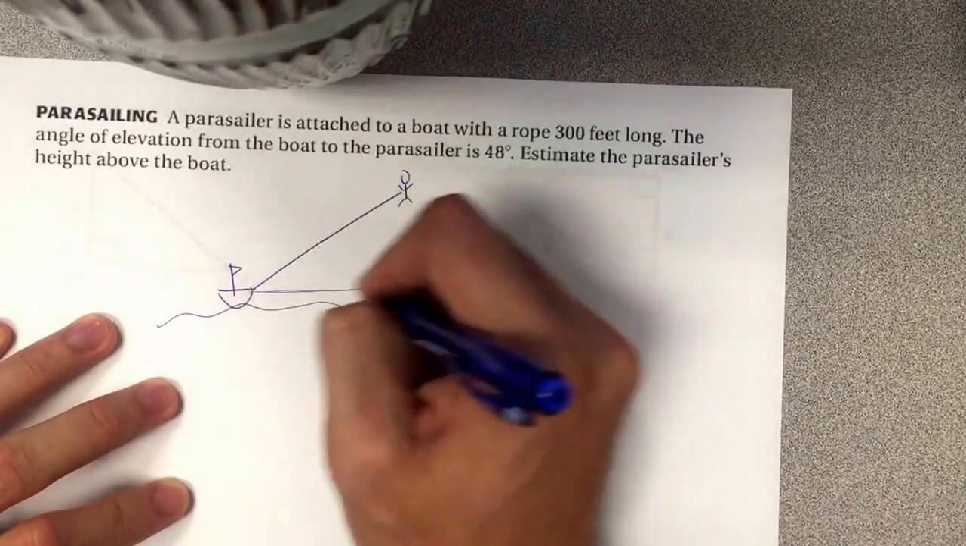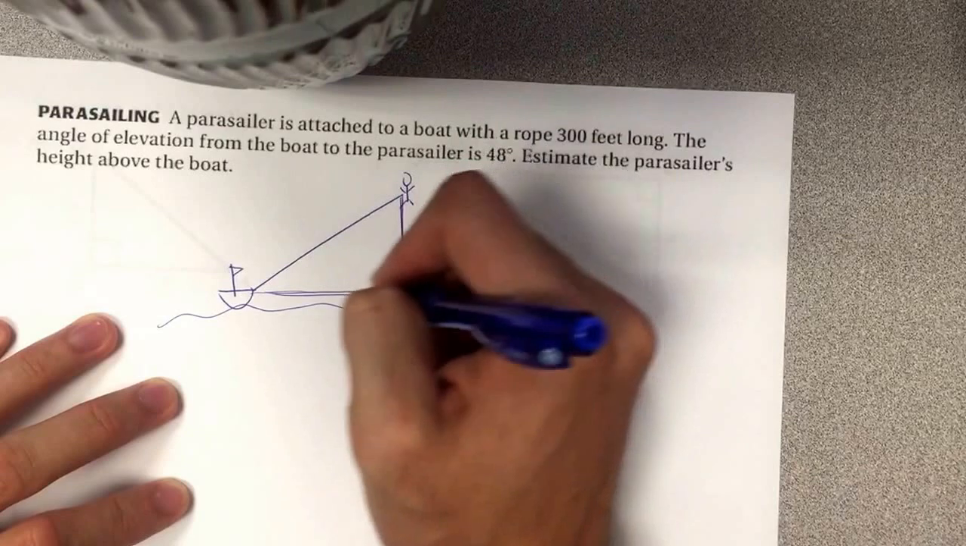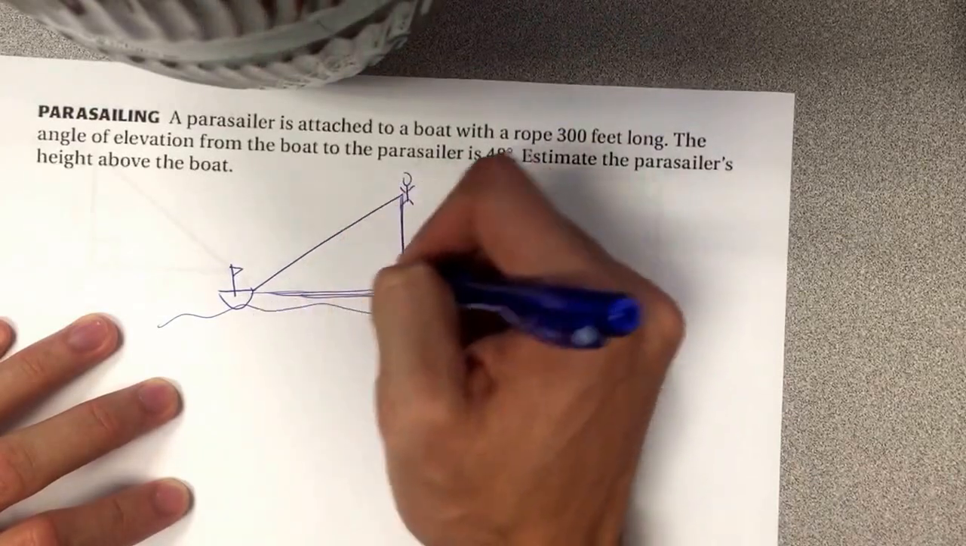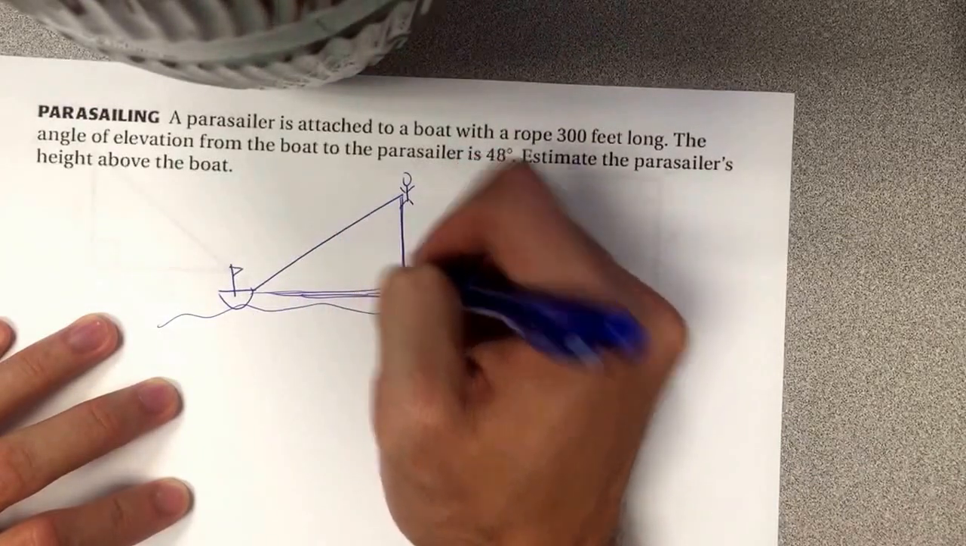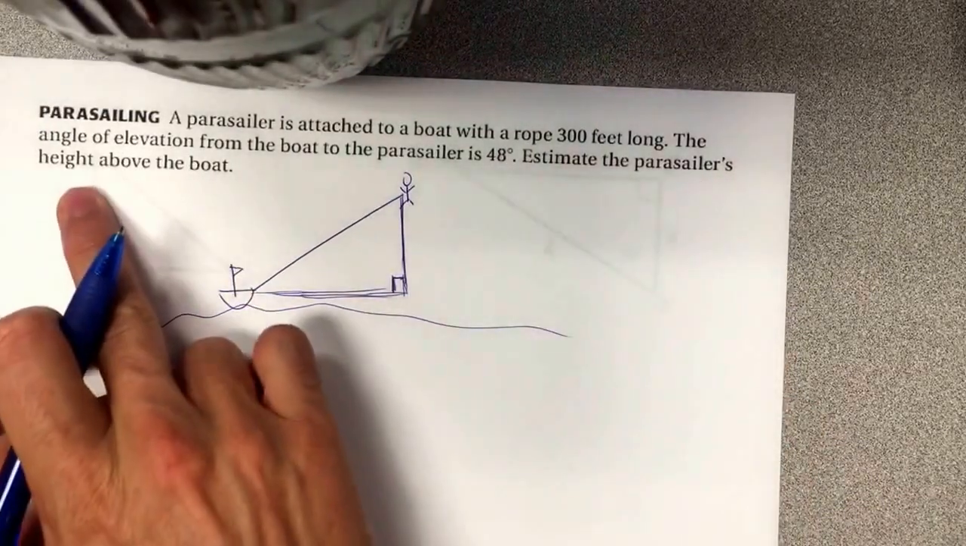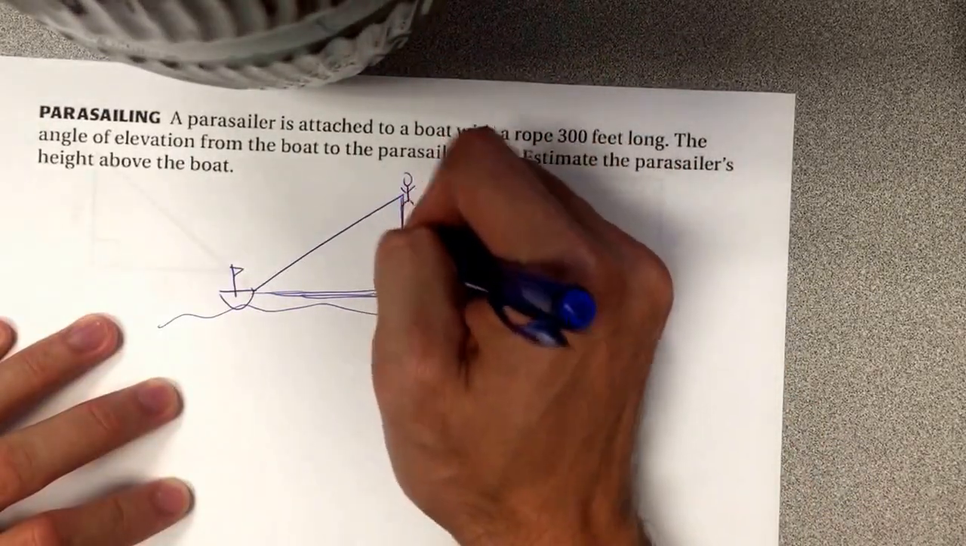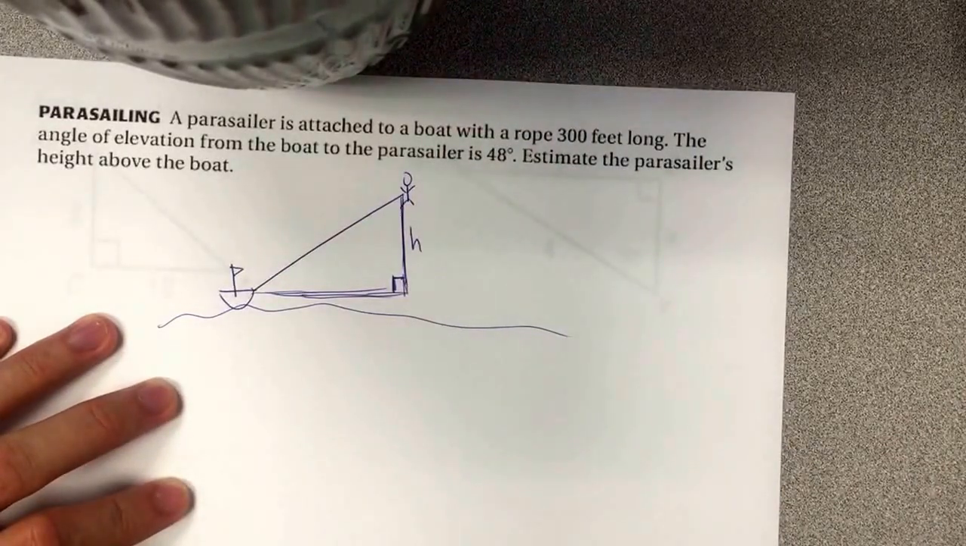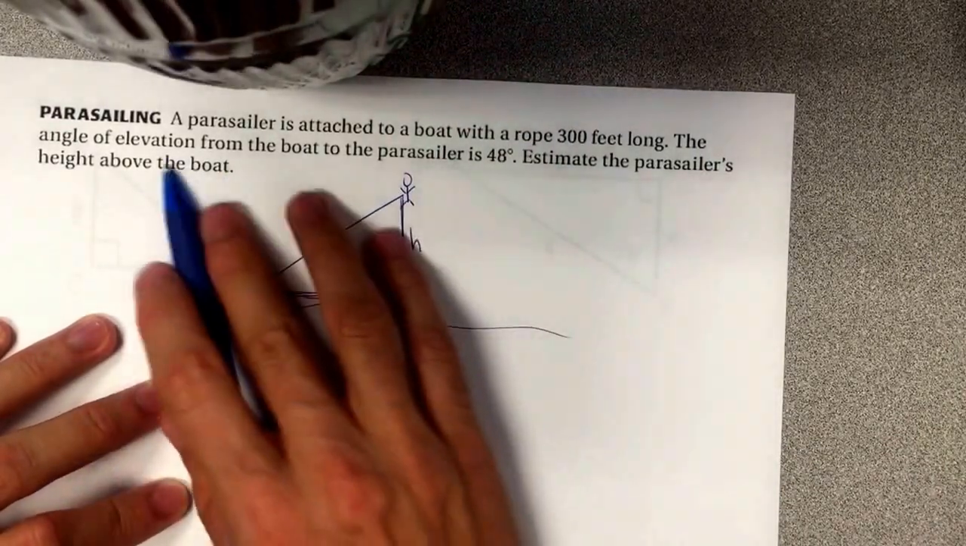So I'm going to connect straight down, because anytime we're talking about a height, we're going straight up and down. And what you have here is a right triangle. So reading the problem, estimate the parasailer's height above the boat. That would be that, height. The other part that you know is my angle of elevation.